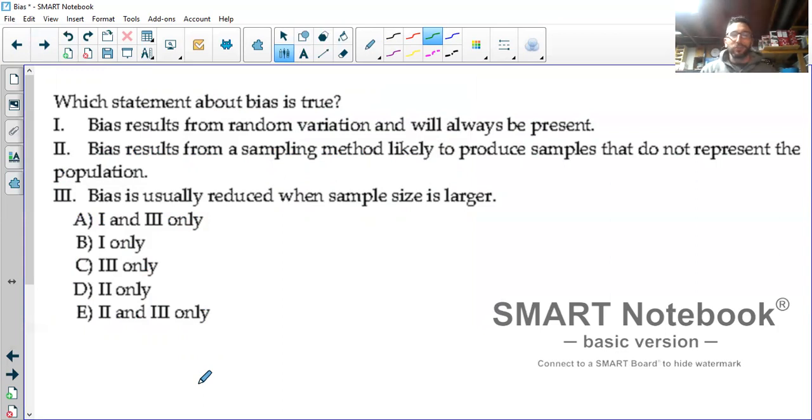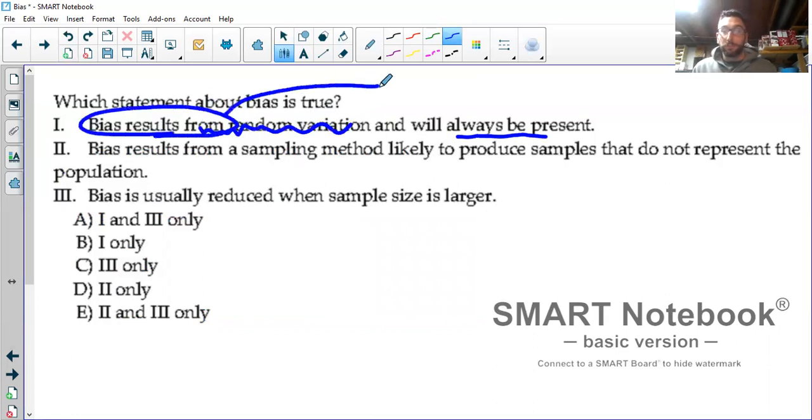So which statements are true? Bias results from random variation and will always be present. Why isn't that true? We might try to argue that bias will always be present to some degree, at least to a super small degree. But bias does not result from random variation.